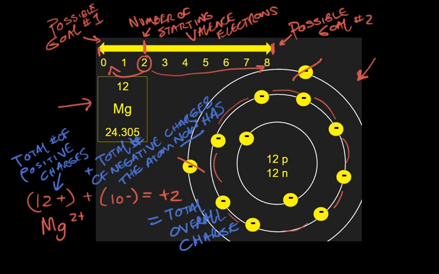So that's what we're doing here with these Bohr model atoms. That is the primary benefit of a Bohr model atom. Aside from diagramming reality in a bit, it's also a very useful tool for finding and understanding what the overall charge happens to be for an ion. And so let's take a look at another example.